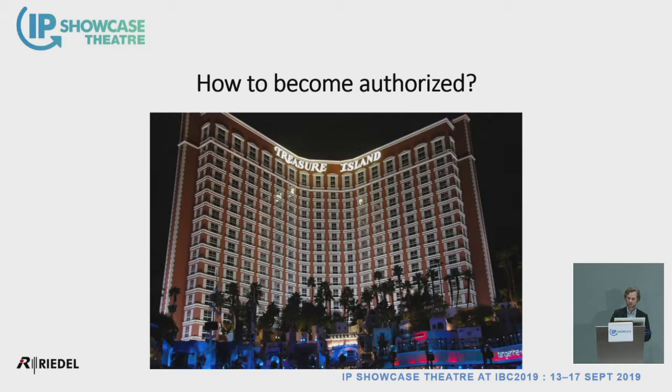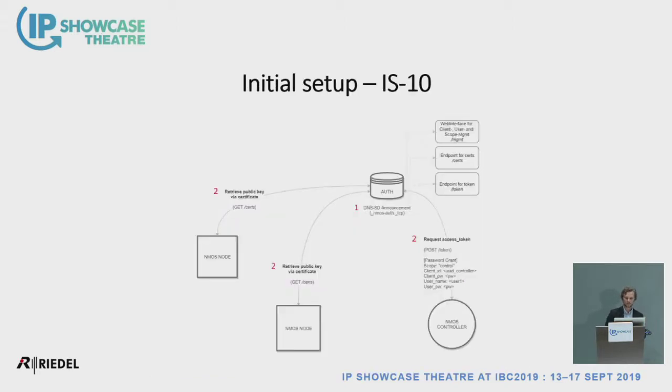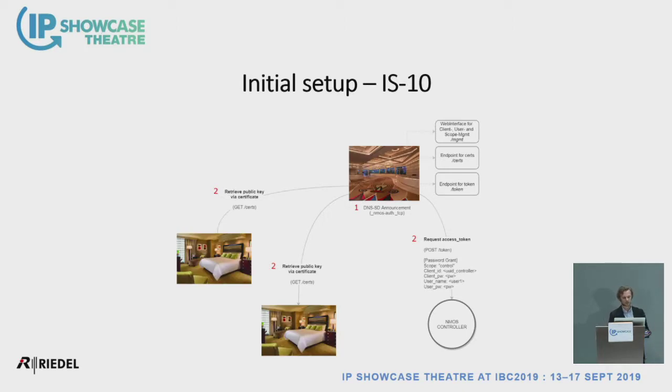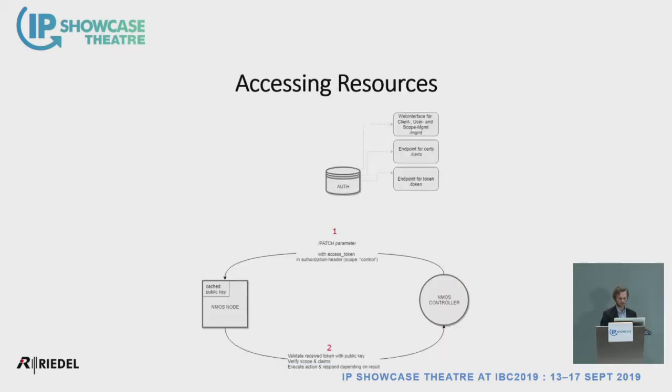I have this little example I did for the presentation at NAB. Imagine you go into a hotel, and this is the setup for IS-10. You have an authorization server, you have your NMOS nodes, which could be your end devices, and the NMOS controller. If you compare that, you have your hotel lobby and your rooms, and you want to get in there. At first you need to identify yourself, and then you get a token. So you get your chip card, which stores specific information so that you can have access to a particular room. And it's basically the same workflow, a little bit adapted.